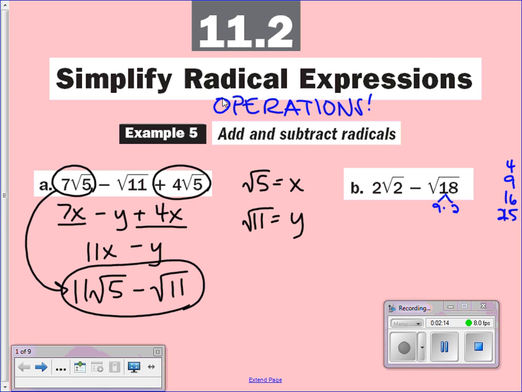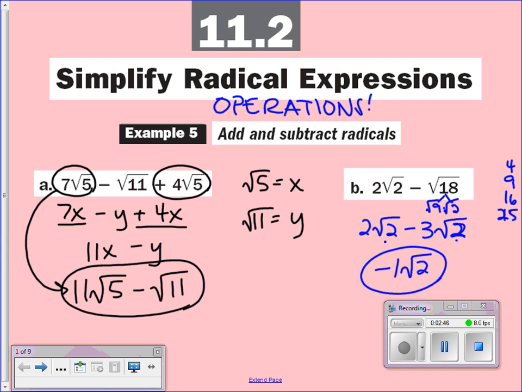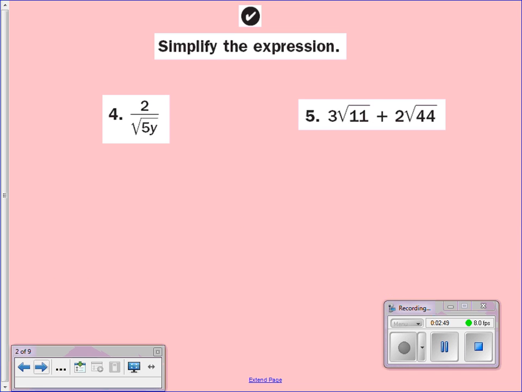So 18 is the same thing as 9 times 2, and I can square root 9. And this becomes 2 times the square root of 2 minus 3 times the square root of 2, because the square root of 9 is how I got 3, and my 2 is left on the inside of the radical. Now they do have the same radical symbol. So now I can combine these like terms. I have 2 times the square root of 2 minus 3 times the square root of 2. It's actually negative 1 times the square root of 2. They are just like terms as soon as they have the same radical expression. So let's take a look at it.